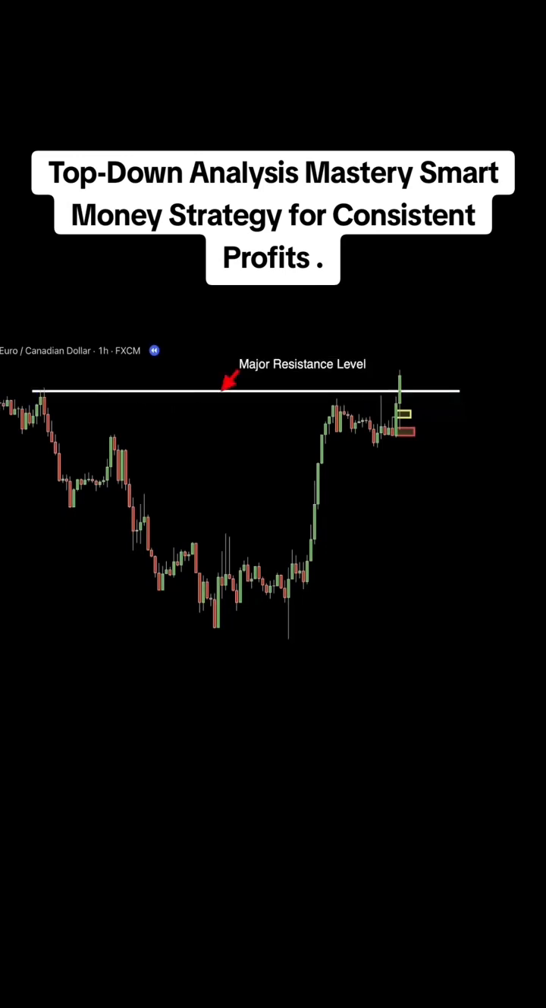First, there's a major resistance level just above, along with a strong supply zone. Recently, the market broke through this resistance and moved past the supply zone, which suggests there could be some upside momentum.